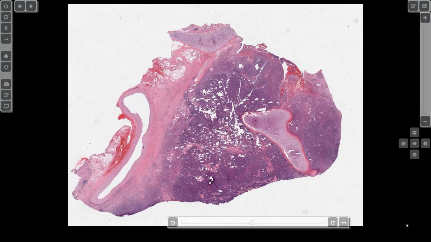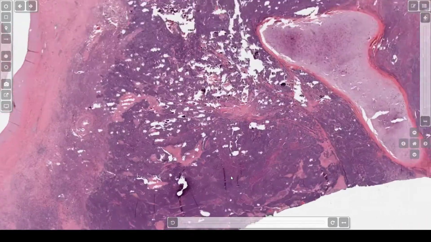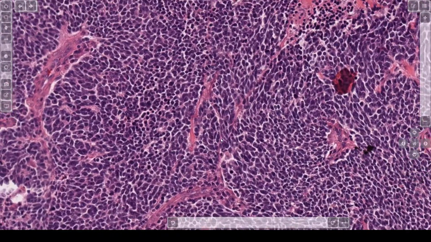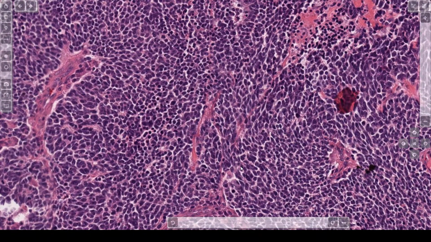This is slide 26. You can see there is a portion of pulmonary artery over here, and there is a small piece of cartilage here and a piece of cartilage here. Most of this tissue over here is all composed of tumor. Let's take a look at high power. At high power, you can see this tumor is composed of small nuclei. There is not much visible cytoplasm. This is the appearance of a small cell carcinoma of the lung.